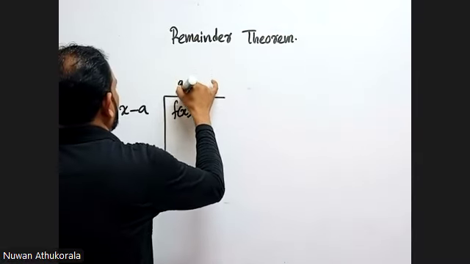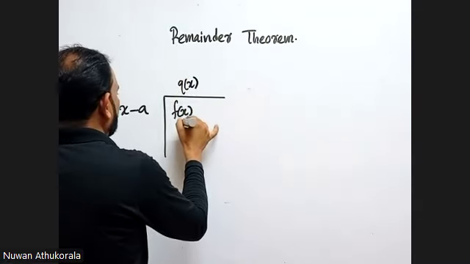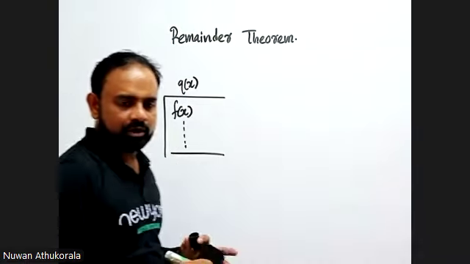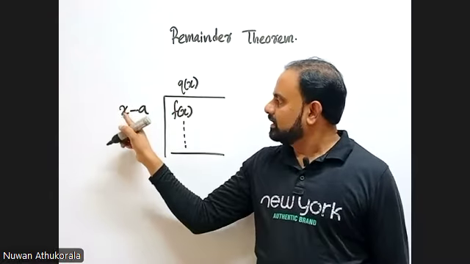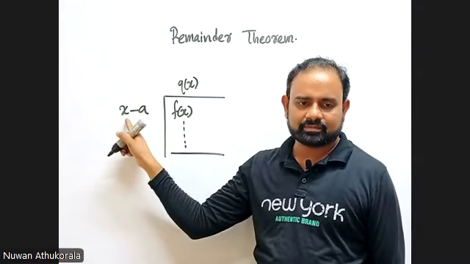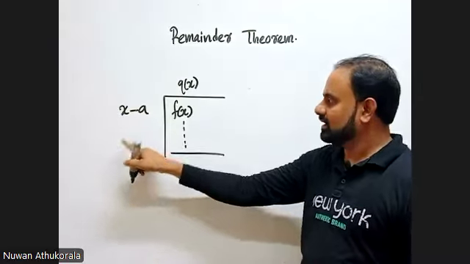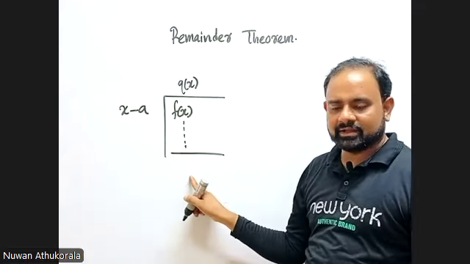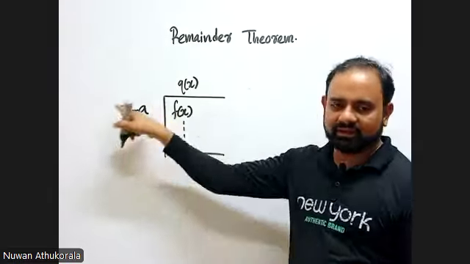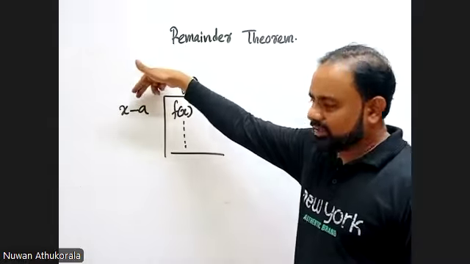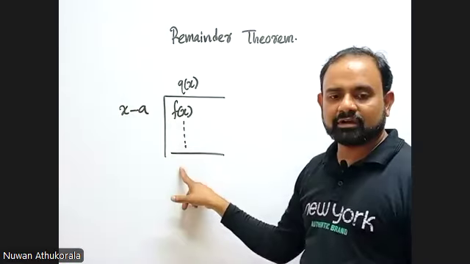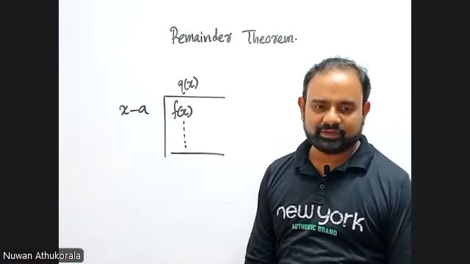Let q(x) be the quotient. How to write the remainder? We know the degree of the divisor is 1. Always the degree of the remainder should be less than the degree of the divisor. Therefore, the degree of the remainder is equal to 0.